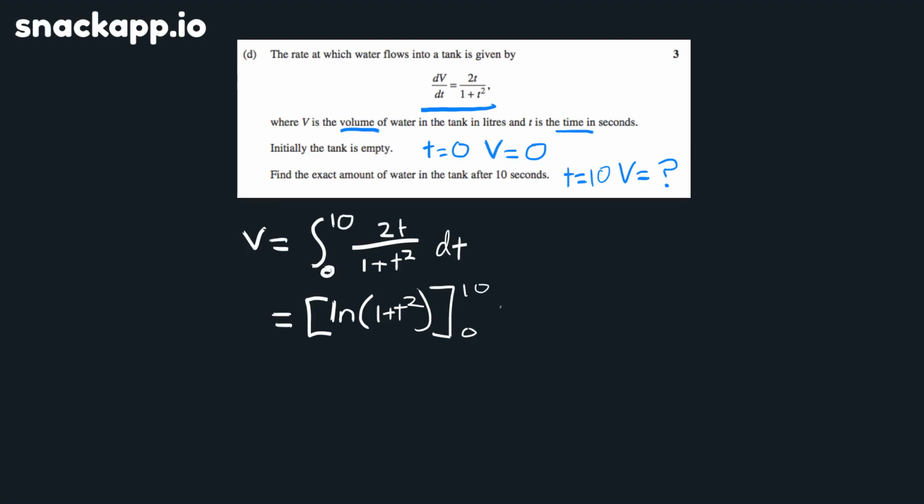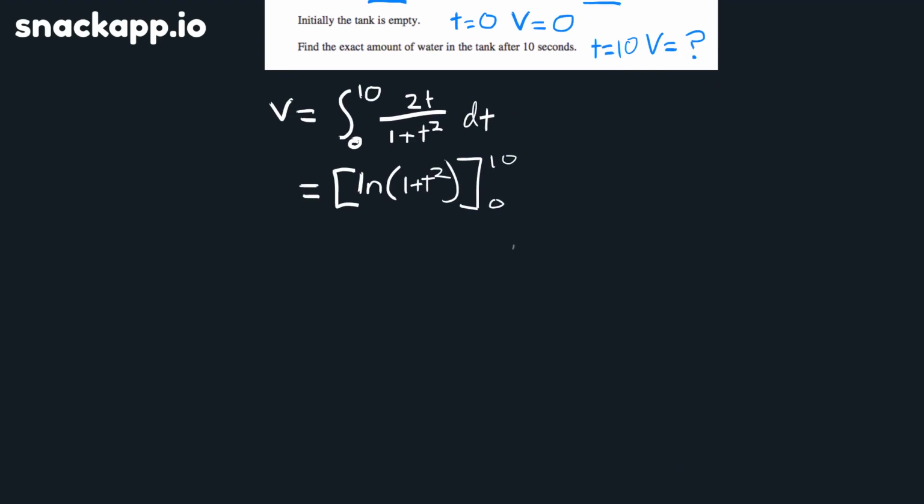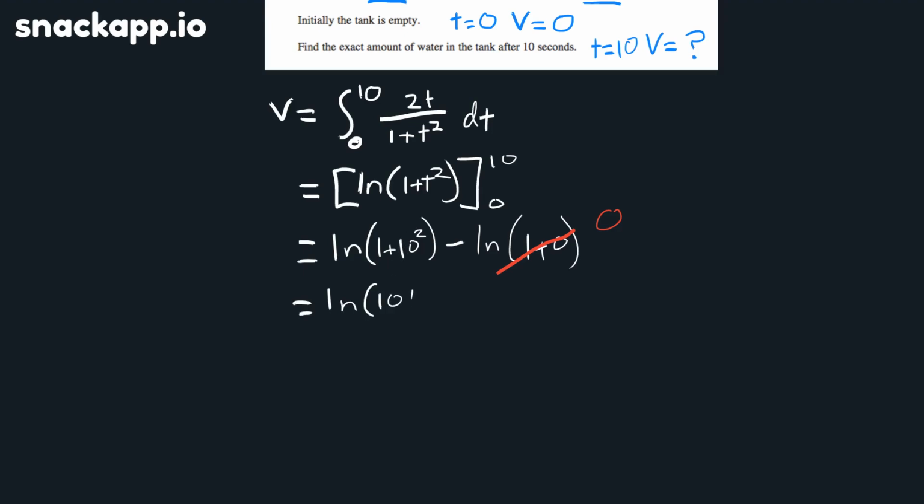Let's give ourselves a little bit more room. Now we look at the limits. The first limit is log of 1 plus 10 squared, minus the second one, which is log of 1 plus 0. Log of 1 just goes straight to 0. The other part is the important bit: 1 plus 10 squared is just 101.